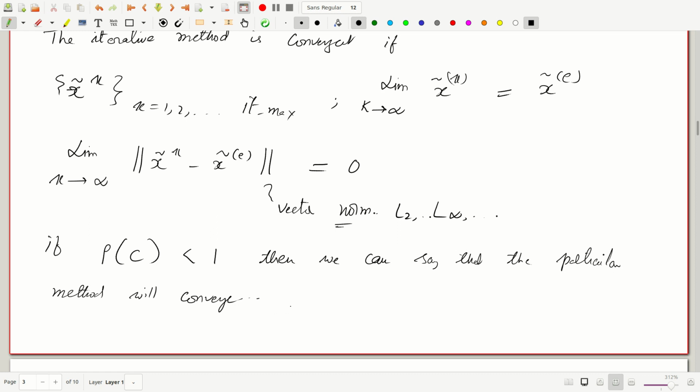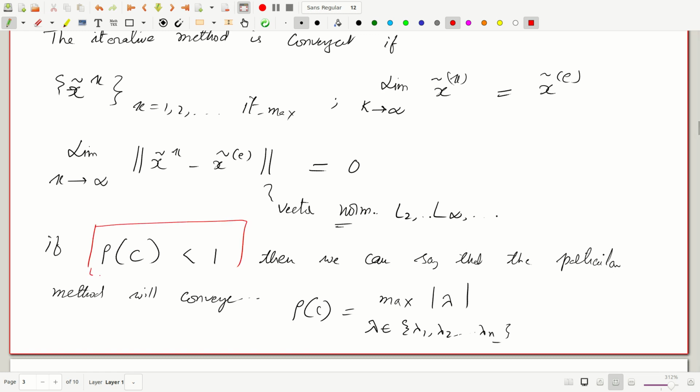So what is the spectral radius? Spectral radius is nothing but the maximum eigenvalue of the matrix C. This is the maximum of the absolute value of lambda, where lambda belongs to the set of eigenvalues of C. If the spectral radius, which is the maximum eigenvalue, is less than 1, then we can say that the method converges, and we can use the method to obtain a solution.